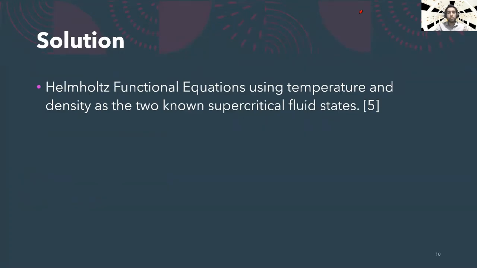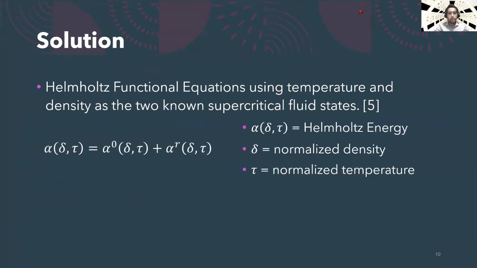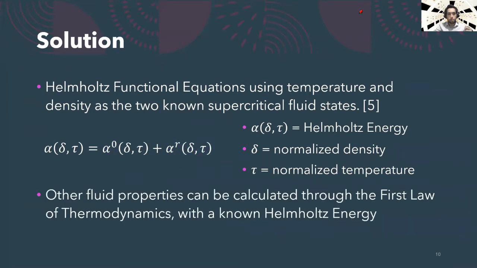Now, to find fluid properties beyond those available through CoolProp, the Helmholtz functional equations are used. As seen, alpha is the Helmholtz energy, delta is the normalized density, and tau is the normalized temperature. Alpha naught is the ideal gas energy contribution, and alpha r is the energy due to intermolecular forces. From here, the other fluid properties are calculated through partial differentiation of the first law of thermodynamics.